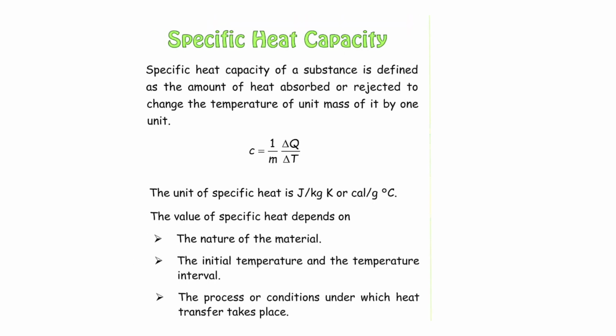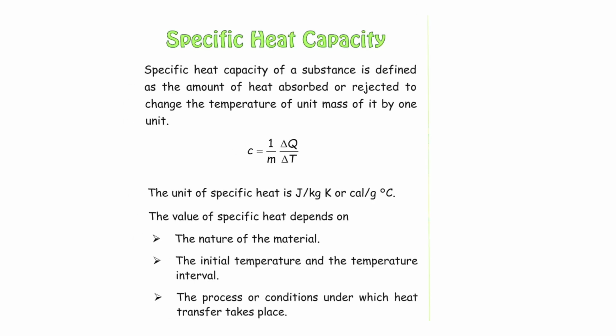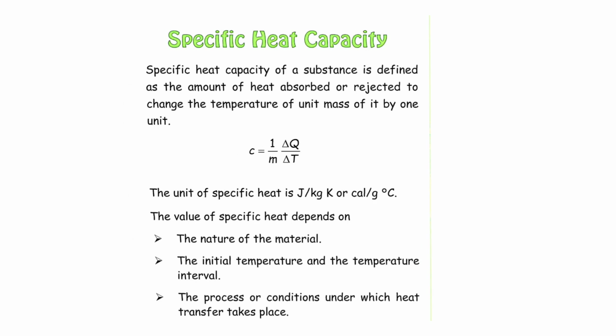Now we can see how to define specific heat capacity. The specific heat capacity of a substance is defined as the amount of heat absorbed or rejected to change the temperature of unit mass of it by 1 unit. The formula is C equals 1 by m, where m is the mass, times delta Q divided by delta T. The unit of specific heat is joule per kg Kelvin or calorie per gram degree Celsius.